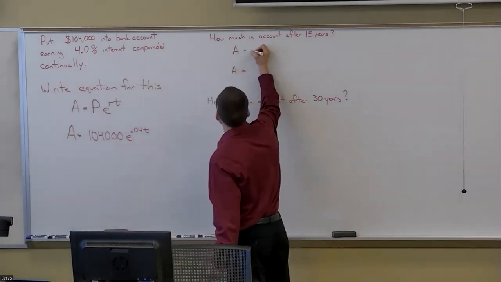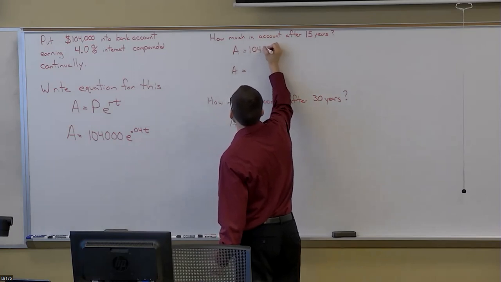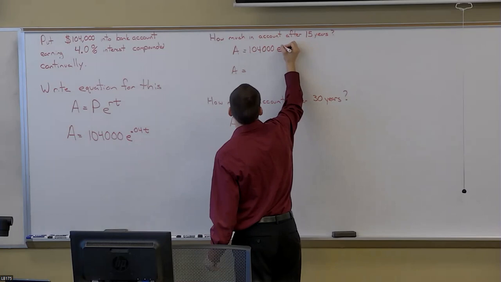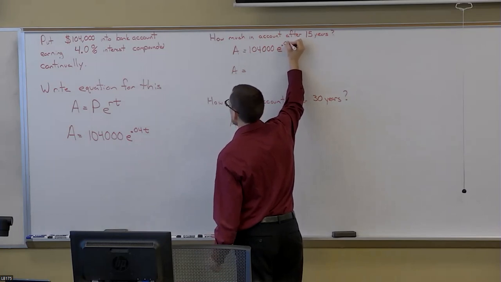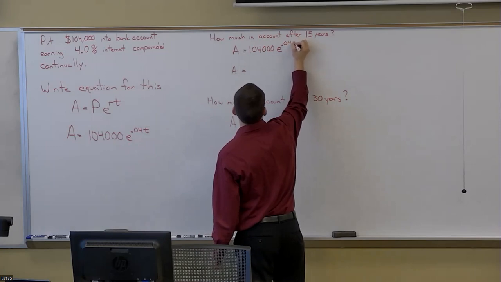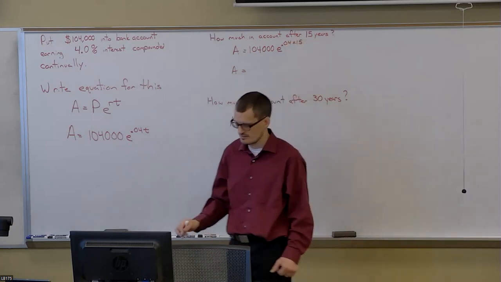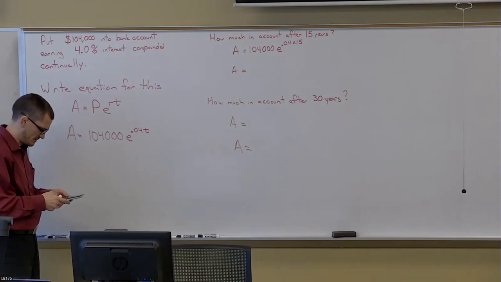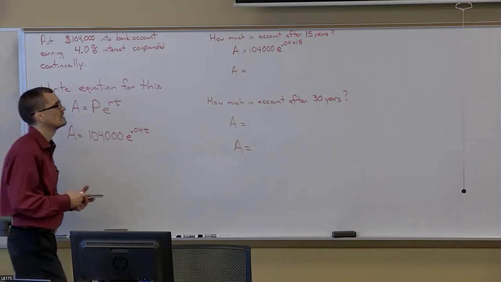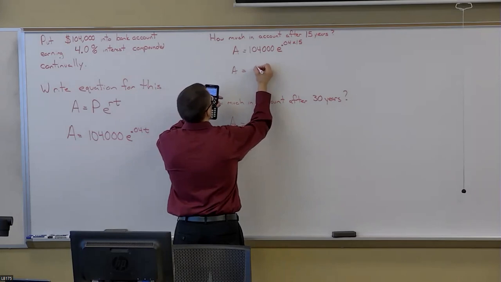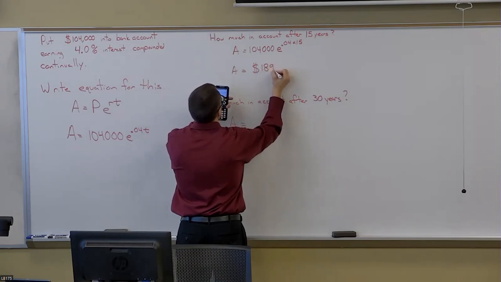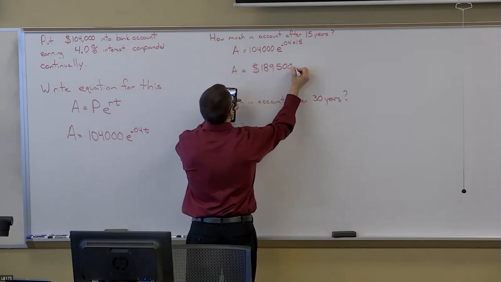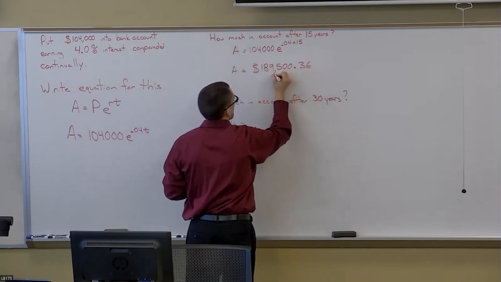So the amount of money in the account after 15 years can be calculated by taking 104,000 times e to the 0.04 times 15. I have not calculated this yet on my calculator, but it goes pretty quickly. All right, I get an amount in the account after 15 years of $189,500.36.